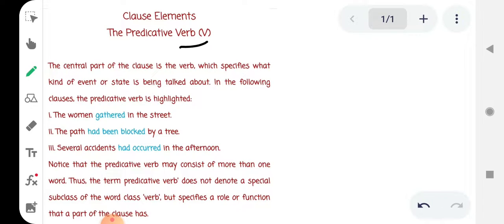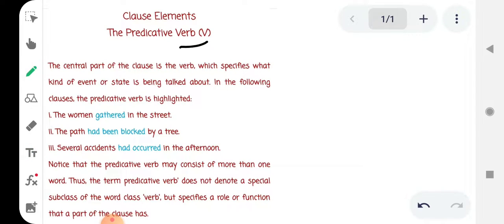What is a verb? Actually, all of us know what a verb is. A verb is a word or a phrase in a sentence that indicates the action of the sentence. The definition of the verb can be made like this.